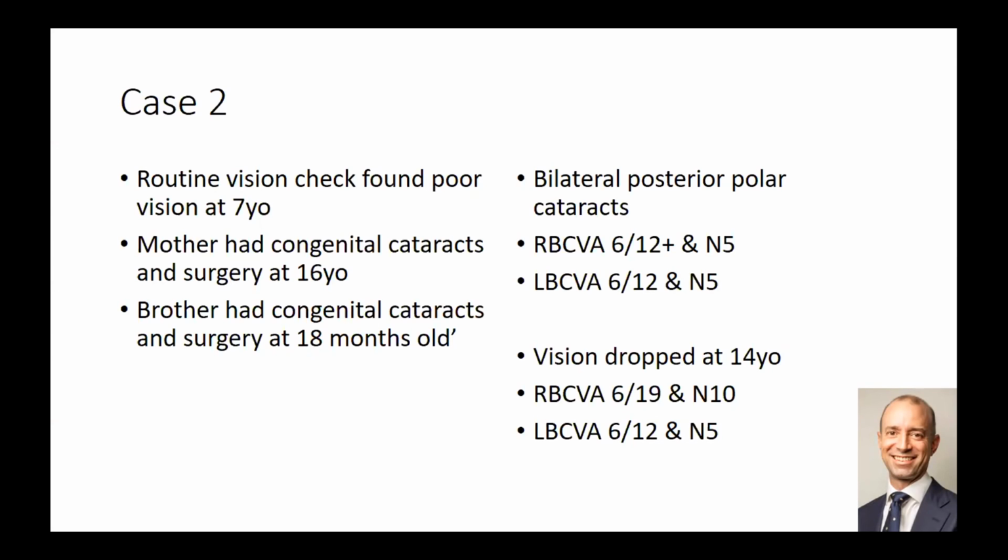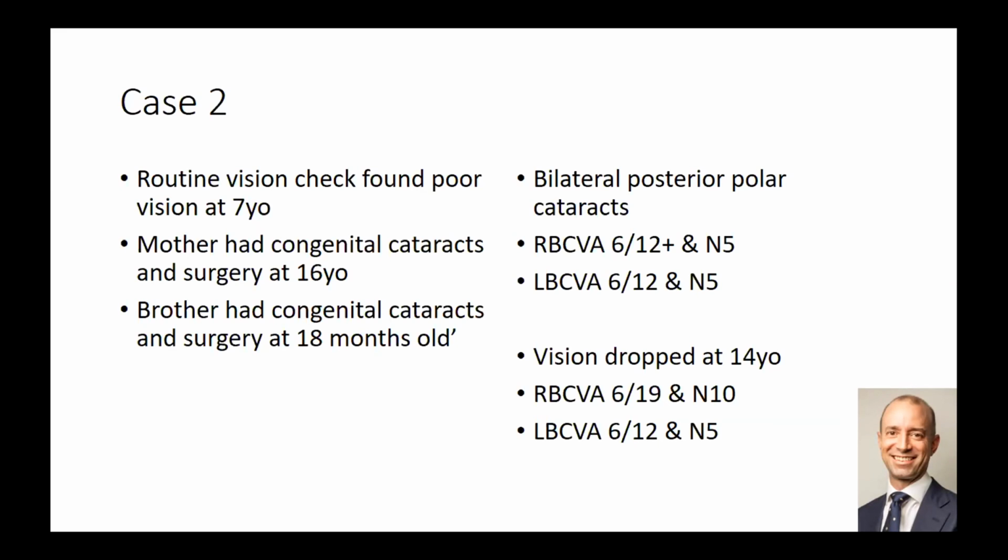There was some vision screening done earlier, and the vision had always been in the normal range, and it was not until a routine vision check was found at 7 years of age to be subpar that the patient was referred for a formal ophthalmology review. Again, the mother had congenital cataracts and surgery at 16 years of age, so quite late in the piece, which is an indication of how things progressed in that family. And the brother had congenital cataracts, however, and had surgery at 18 months old.